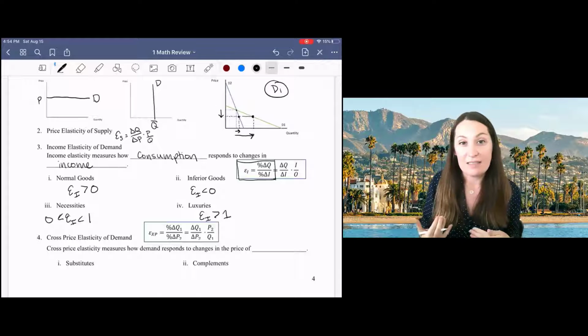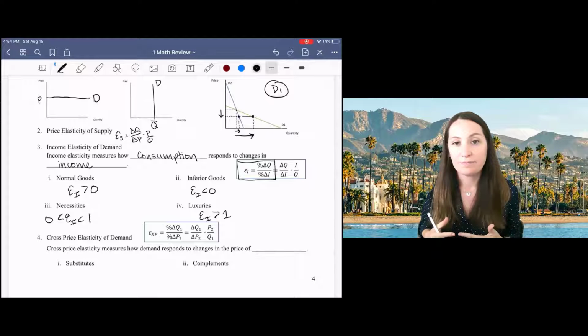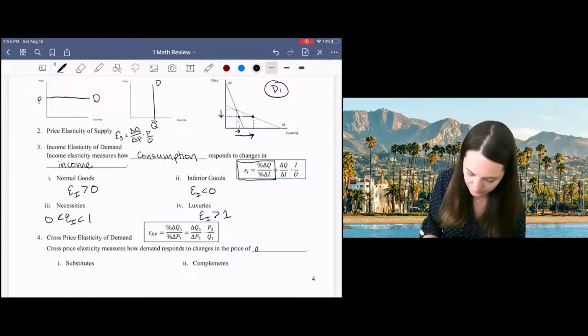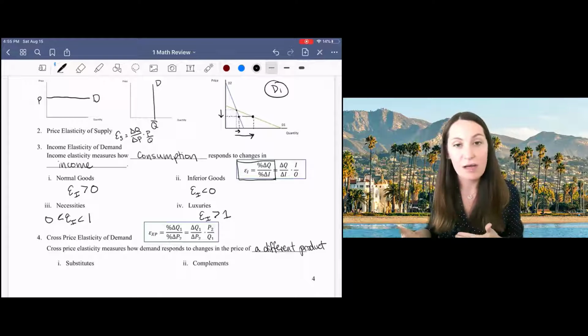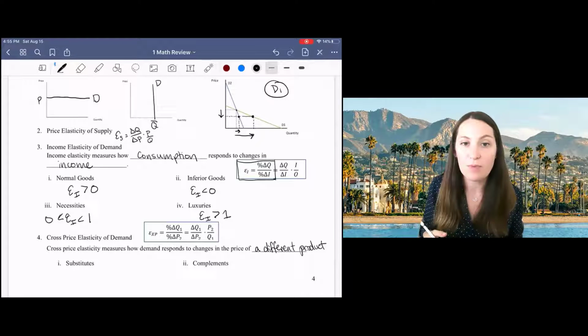The final type of elasticity that I want to talk to you about is cross-price elasticity. Cross-price elasticity measures the relationship between two different products. So here we want to know, how does consumption of one good change when the price of another good changes? So we want to know, based on this fraction, whether goods are substitutes or complements, and that's going to be determined by whether or not the cross-price elasticity is bigger or smaller than 0.